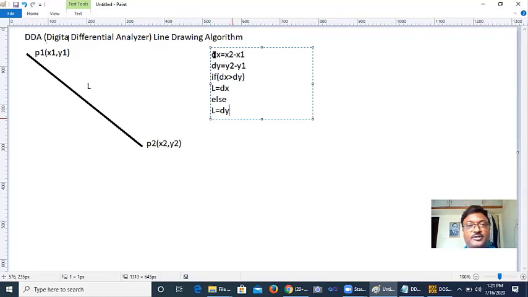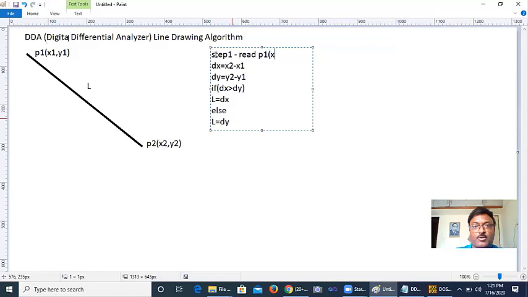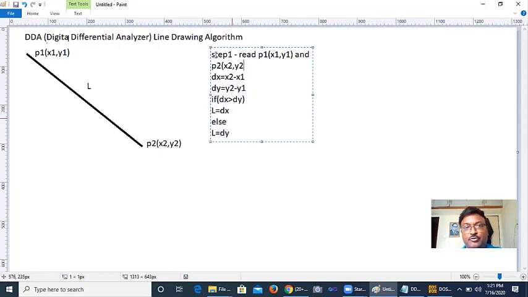Suppose I'm going to put it in steps. So step one: read your P1 point, that is x1, comma y1. This point you have to read. And the P2 point, x2, comma y2. These 2 points you have to read. That is step one.